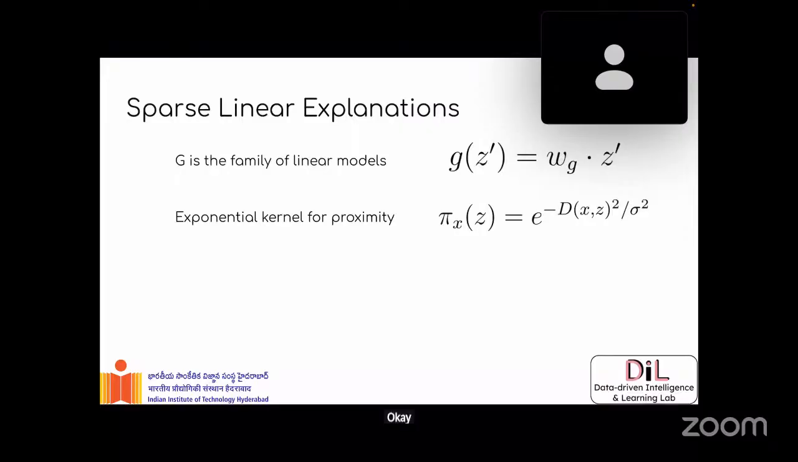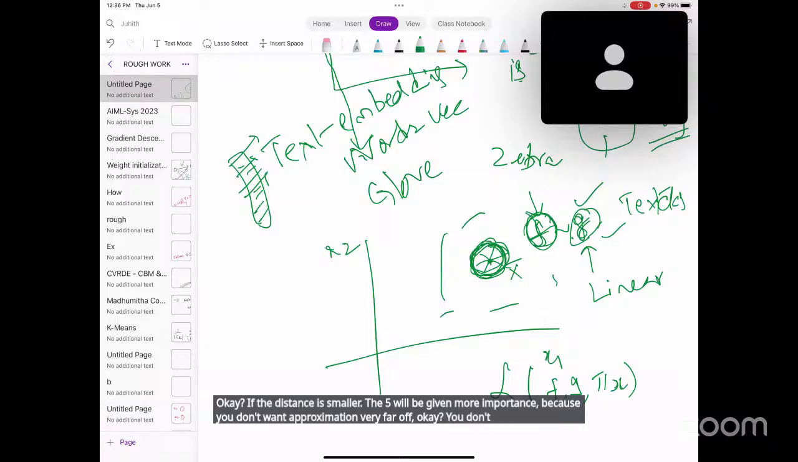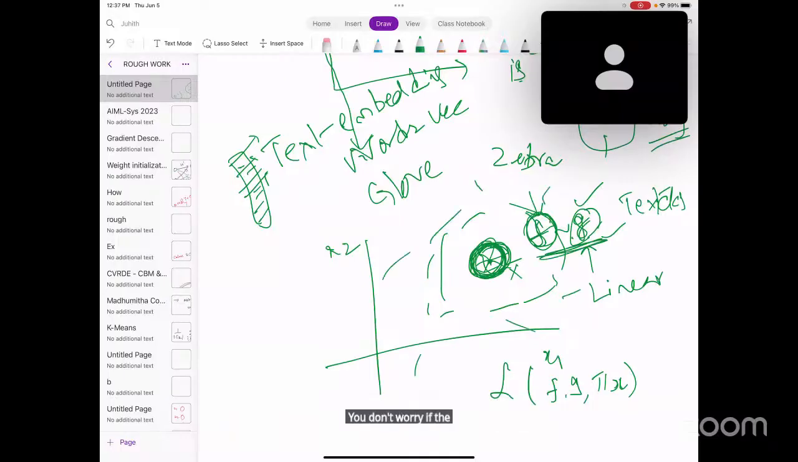If the distance is smaller, the phi will be given more importance, because you don't want the approximation very far off. Within the neighborhood, very close by, the approximation should hold. You don't worry if the approximation doesn't hold far off. Is this clear?